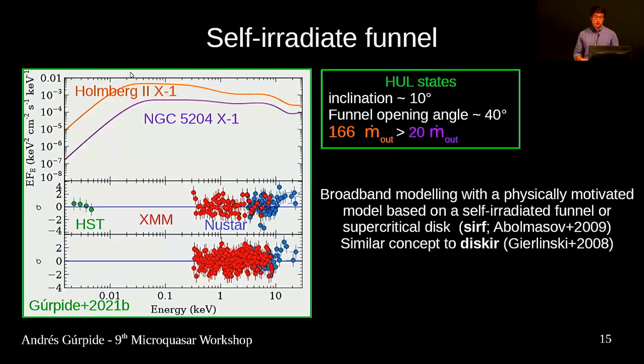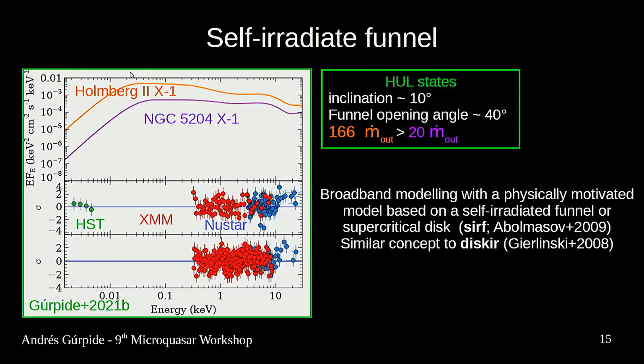Another great thing about this is that now you can go back to the archival data, see when your source was observed in a particular state, and retrieve all the data you can. And this is more or less what I did. So I retrieved all the XMM-Newton data, all the NuSTAR data, and HST data for a particular state. In ULXs, we don't have many self-consistent models, so I tried to use a model that is basically a self-irradiated funnel.